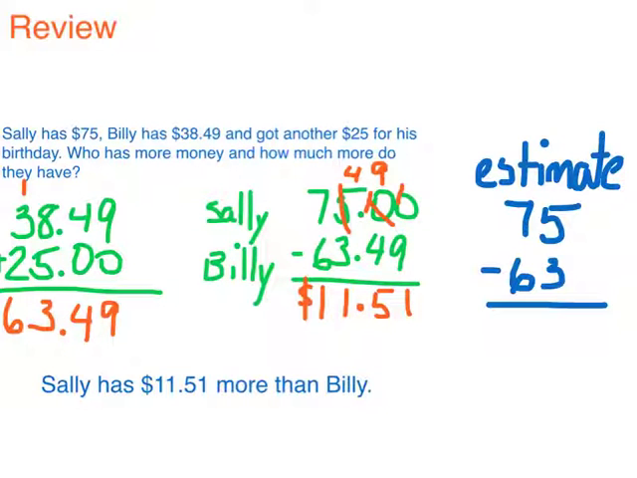So in this case, I don't really need to do any rounding with the 75 because it's already a nice easy number to work with. The 63 I rounded to the nearest whole number or the nearest dollar, which keeps it at 63. And I know that 75 minus 63 is 12. So I see that my answer is reasonable because it is close to my estimate. So you learned this strategy already in the previous lesson about adding decimals.